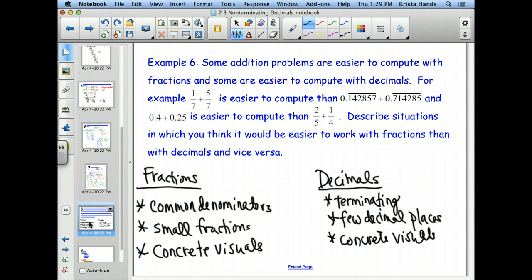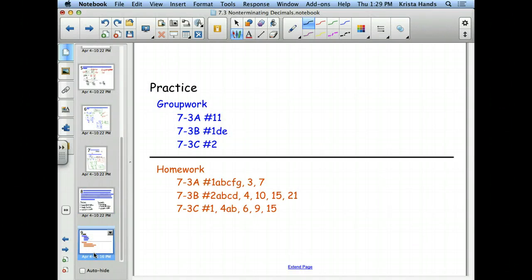Any other thoughts? Okay. Go ahead and write these down if you don't already have them.